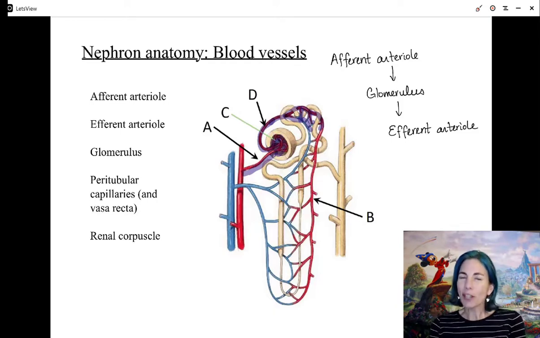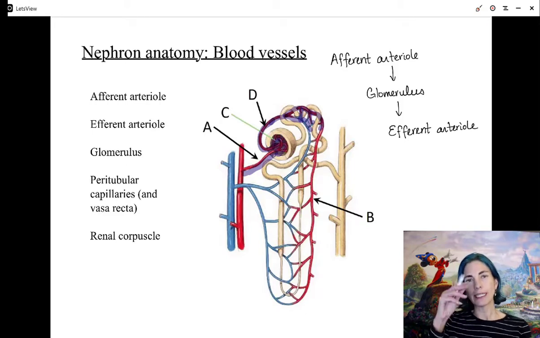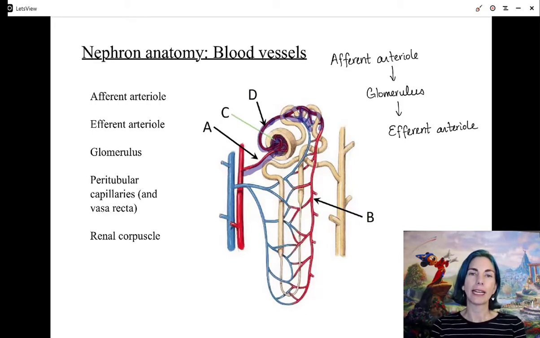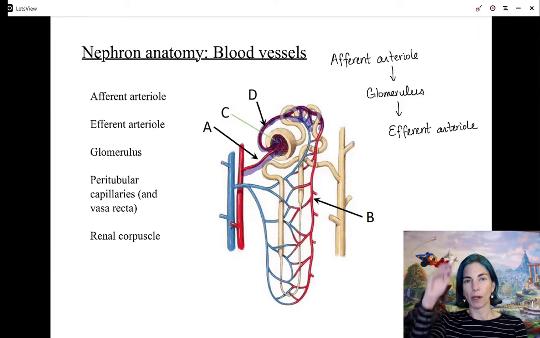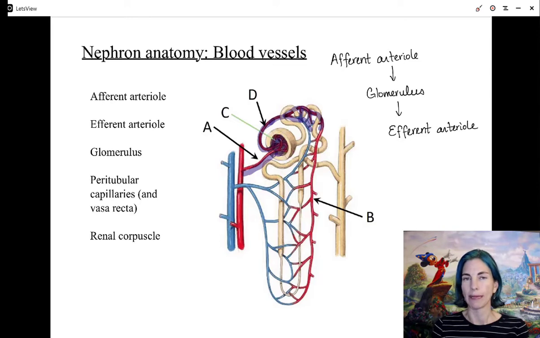And there's actually two different types of nephrons. There's ones that stay kind of towards the outer rim of the kidney, and those are called cortical nephrons. And then there's ones where the loop of Henle dips really far in towards the center of the kidney, and those are called juxtamedullary nephrons. This is one where the loop of Henle goes really far in. It's really the only one we're going to talk about today.